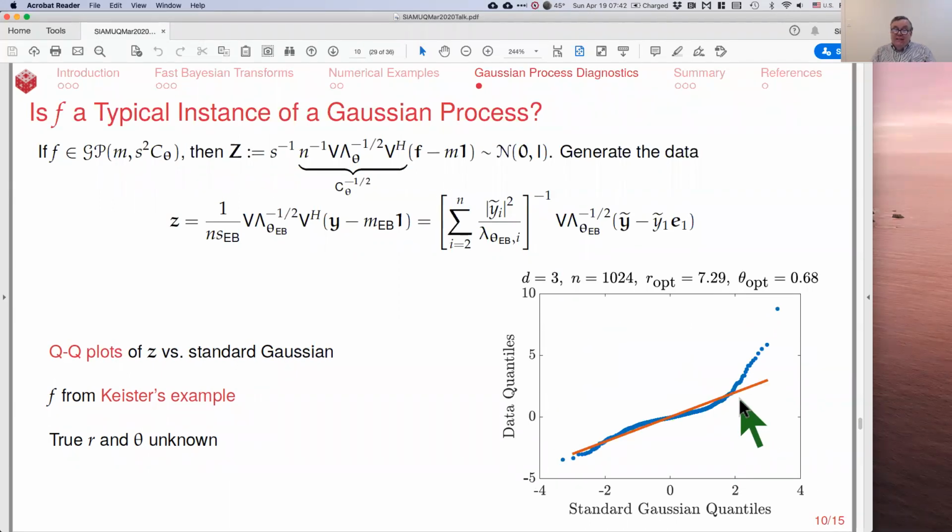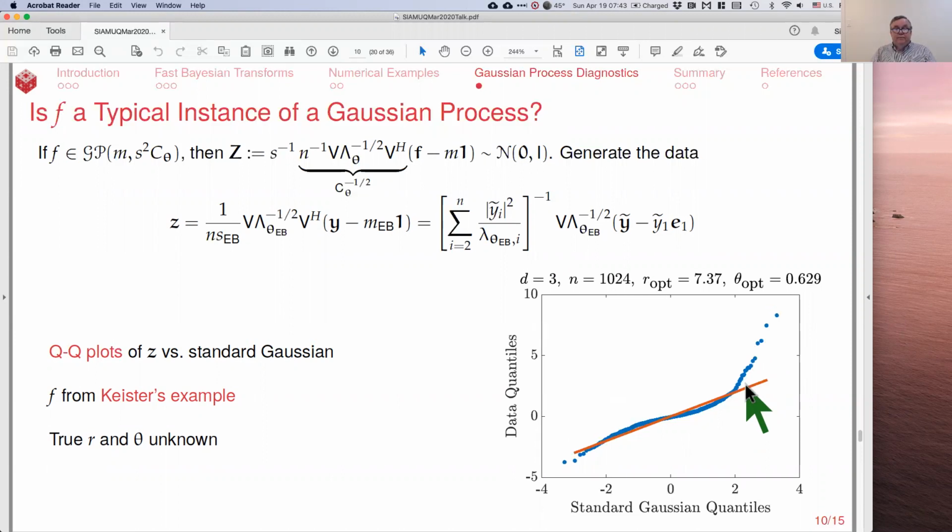When we go to n equals 1024, it's even more obvious that this is not on a line. So I think it's hard to be convinced that this is a typical function from a Gaussian process. Our algorithm works, but our underlying assumption maybe can be called into question. Here's another example, same integrand, but a different sampling, different shift in our lattice points.